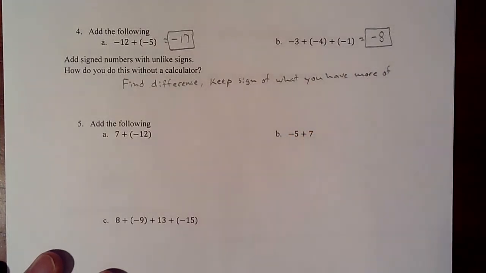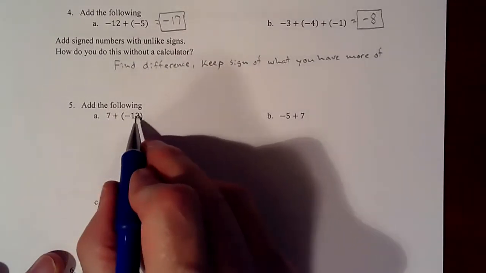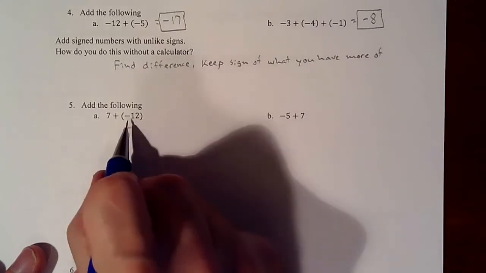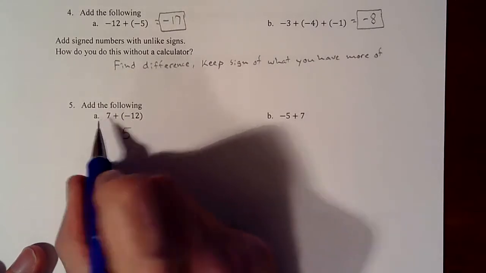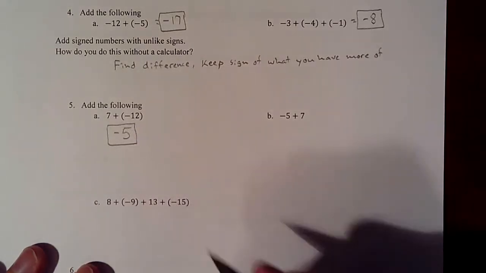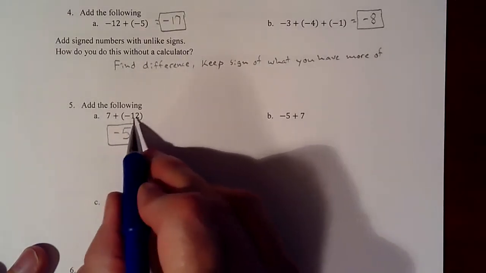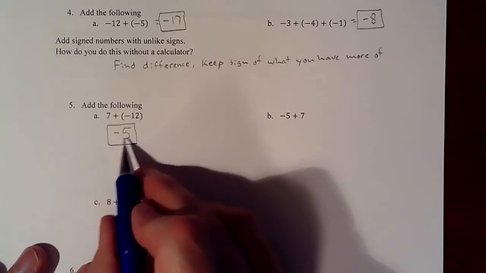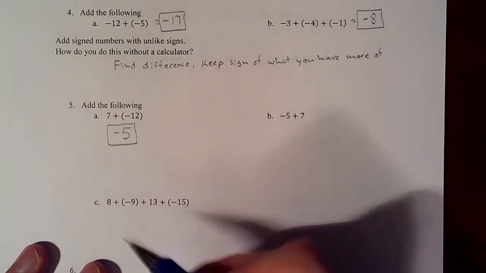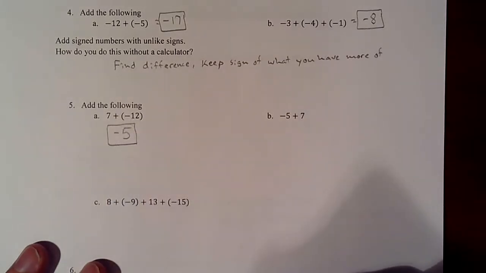Okay. So for example, what is the difference between 7 and 12? The difference is 5. But you have more negatives than you do positives, so it'd be a negative 5. So the idea is that you had $7 and then you went in debt 12. So you still are in debt by 5 is one way to think of it. Another way is just what's the difference between the two numbers? Keep the sign of what you have more of.